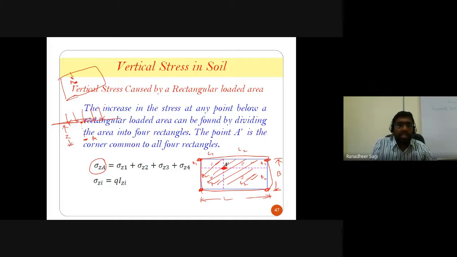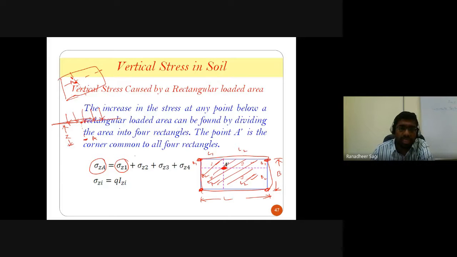So you divide the total area of the loading region into individual sections in a way that the A dash point, which is the projection of point A on the loaded area, is one of the corners of all those individual sections. As the dimensions of sections 1, 2, 3 and 4 are known, I can calculate how much vertical stress is developed at the position of point A due to section 1 loading, section 2 loading, section 3 loading, and section 4 loading.